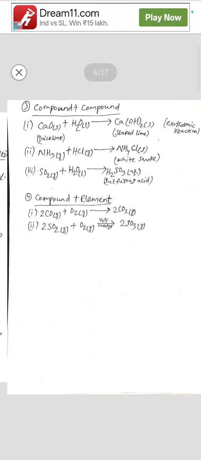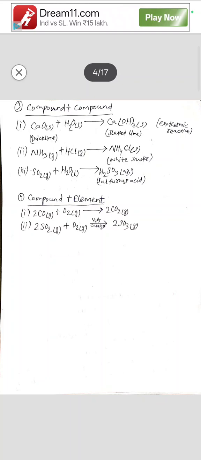I have classified the combination reactions into 4 types. The first one is one metal combining with a non-metal, synthesis of binary salts. The second one is one non-metal combining with another non-metal. The third one is one compound combining with another compound. The fourth one is one compound combining with an element.